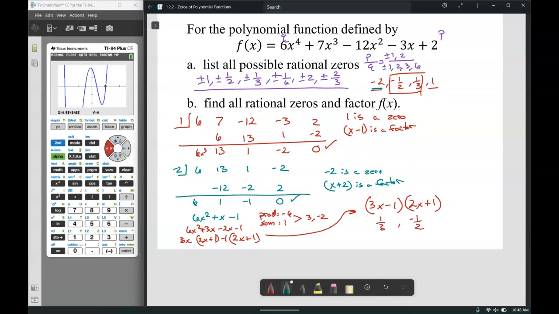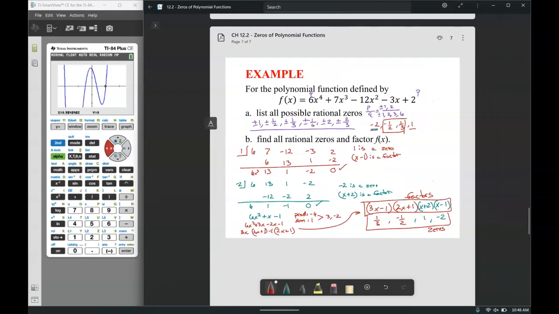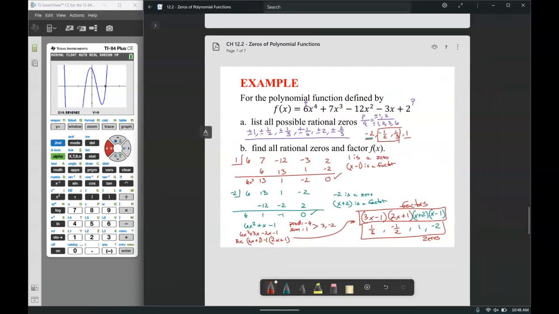So now we have all of our factors, including the 2 we found in the beginning, as well as the 2 zeros that we verified in the beginning as well. So we've got all of our factors, all of our zeros. And there we go. We have completely factored a couple larger polynomials.